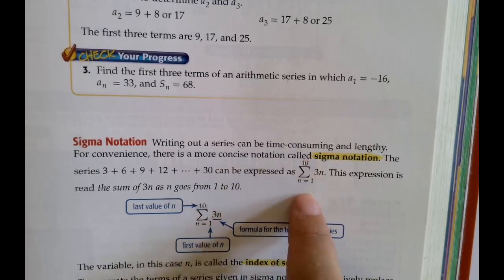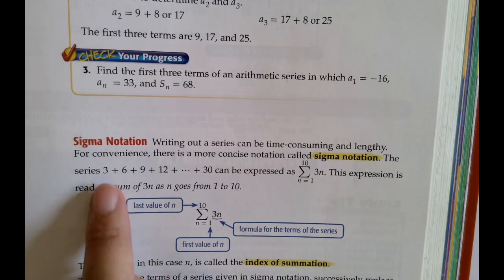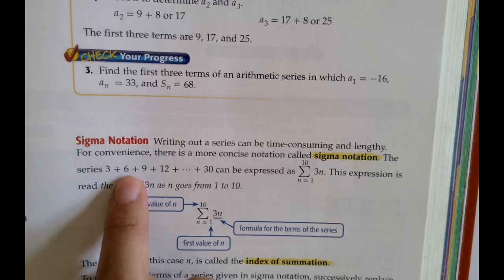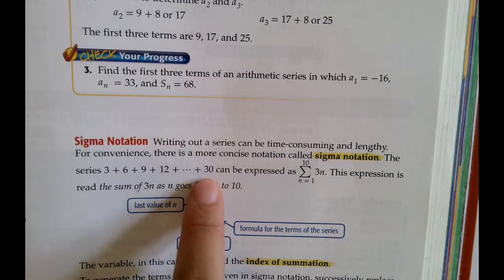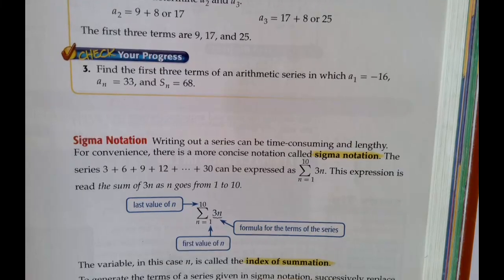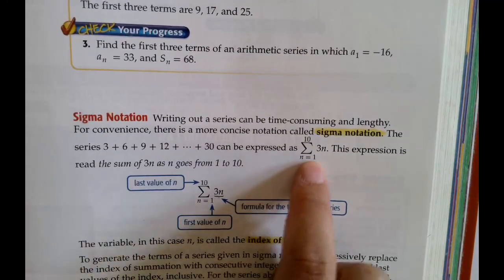And how we get each term is it's 3 times whichever place it is, right? So that's why the first term is 3 times 1. Next term is 3 times 2, then 3 times 3, 3 times 4, all the way until our 10th term, which is 3 times 10, which is 30. It's read as the sum of 3n, as n goes from 1 to 10.